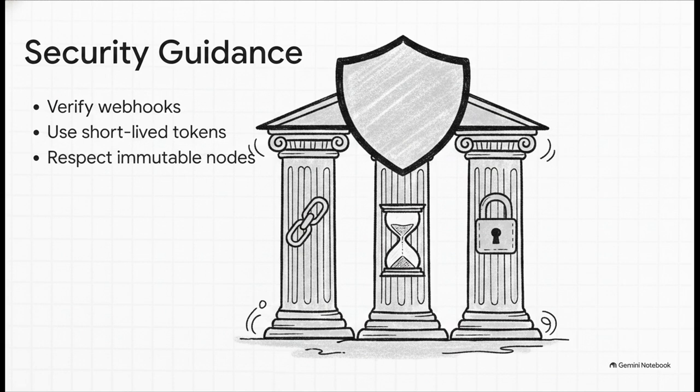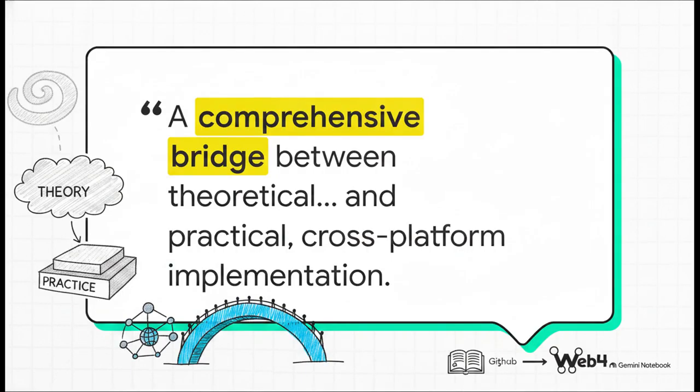And number 3, respect immutable nodes. Remember, data changes require user-initiated requests by design. The system literally won't let you bypass this. As the repository documentation so perfectly summarizes it, ultimately this update serves as a comprehensive bridge between theoretical identity-centric architecture and practical, cross-platform implementation. So developers, you now have the concrete tools readily available on GitHub to stop just theorizing about the future and start actively building Web4 applications today.